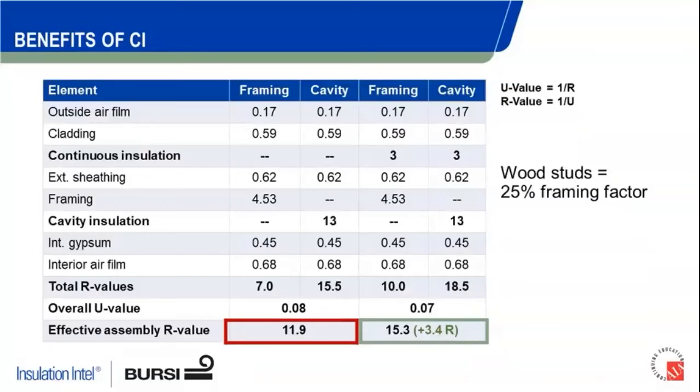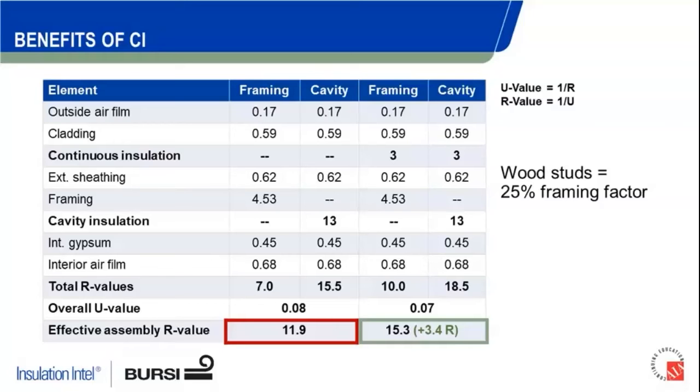So back to our lovely math equation here. Now that we've touched on the basics of CI, let's look at some of the numbers behind the beneficial aspects of those. So this is our lovely assembly here we had before. In this case, a wood framed assembly. We're at 11.9 there in the middle. We move over to those two columns on the right, and now we add, in this case, 3R of continuous insulation to the exterior of that system.